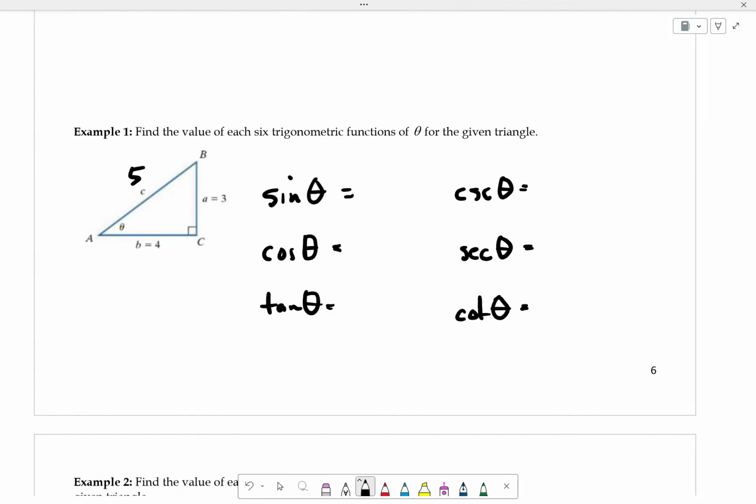How do we know that C is 5? Because A is 3, B is 4. So you can use the Pythagorean theorem, or 3, 4, 5 is a triple. Why is theta a Greek letter? It's the standard thing in math where angles are represented by Greek letters: alpha, beta, theta.